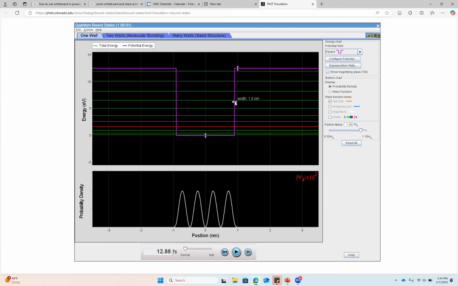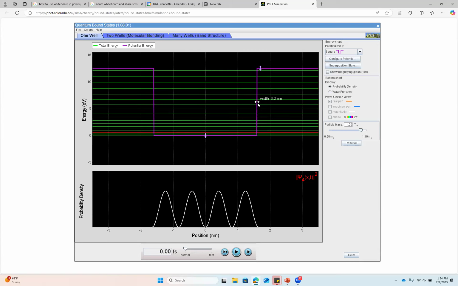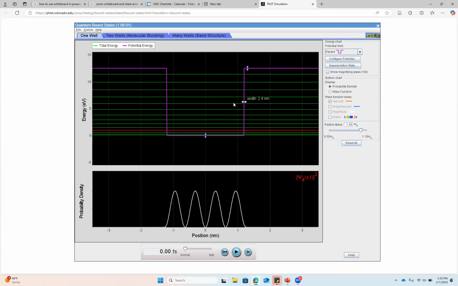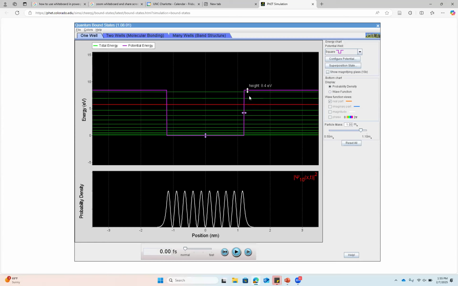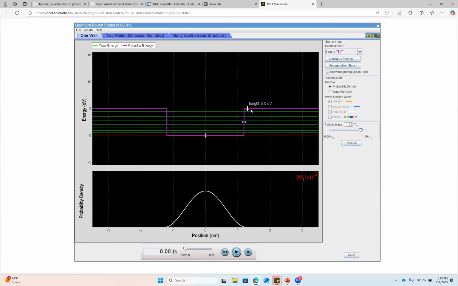So we have seen two impacts. One is that if you make this well wider, these energy levels will come closer. It will actually make a continuous form of energies. If you also make the well depth smaller, like this, if you make it more and more shallow, you will have the same impact. All these energy levels will come closer to each other. And at one point, there will be no difference between one energy level and the next energy level.